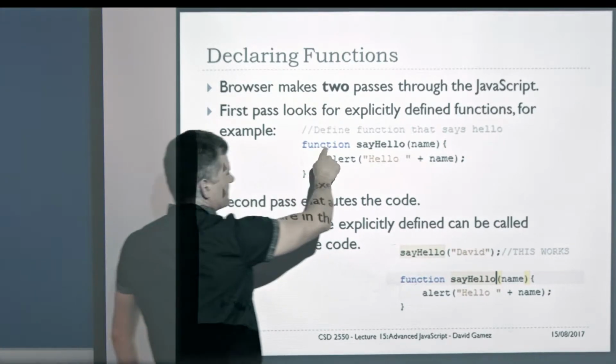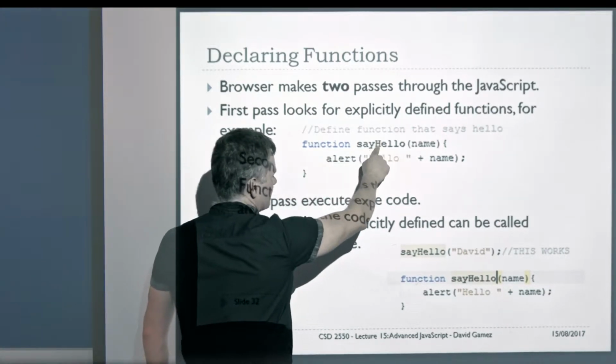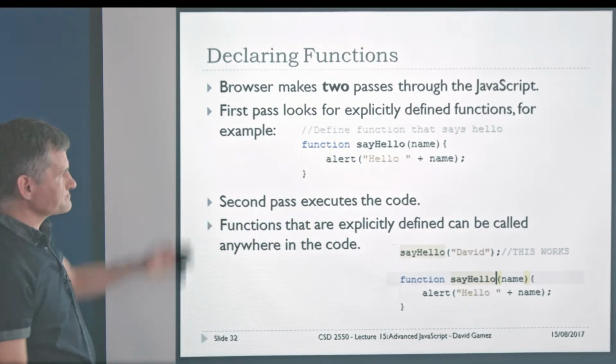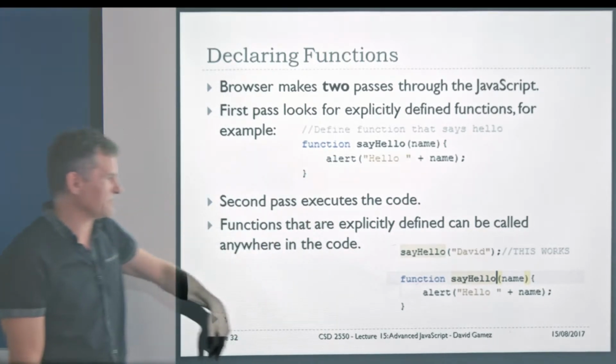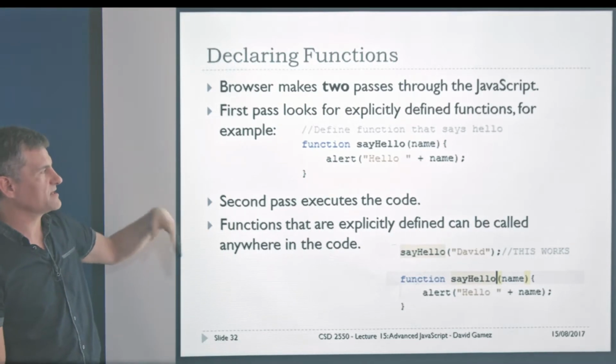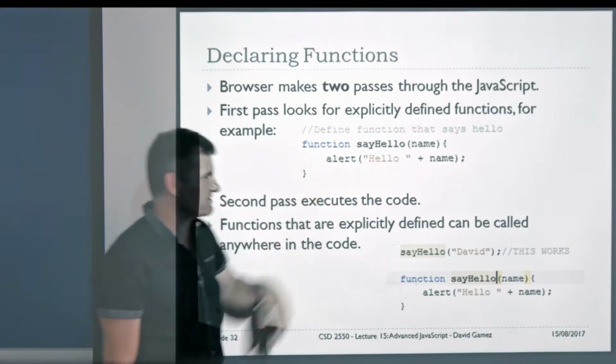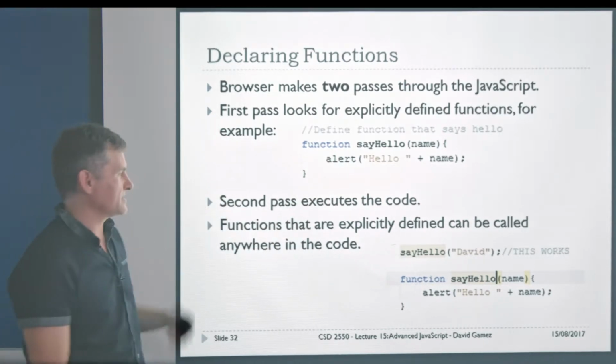It's got the function keyword, it's giving a name to that function, and then it's got some code that will be executed when that function's called. So it'll look for all these explicitly defined functions, and then in the second pass, it'll actually execute the code. So when you have an explicitly defined function, I can call that anywhere inside the code.